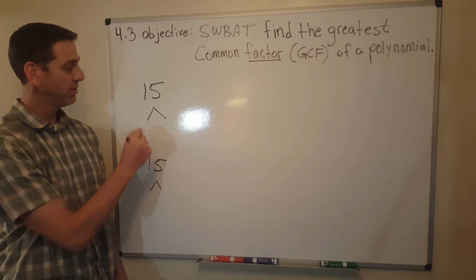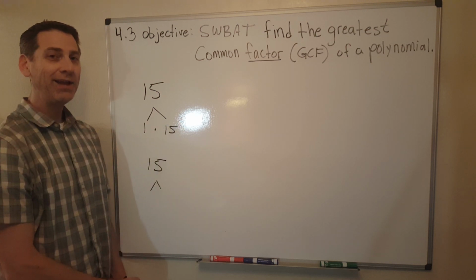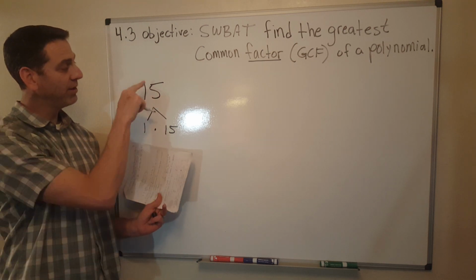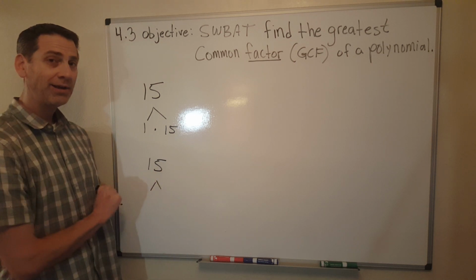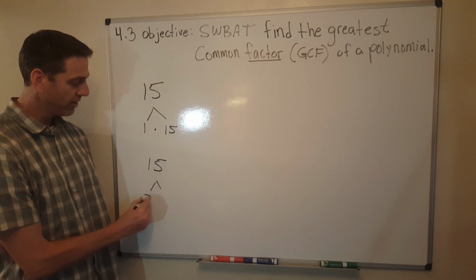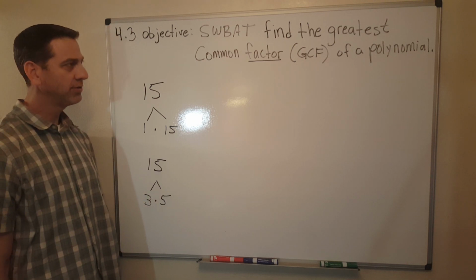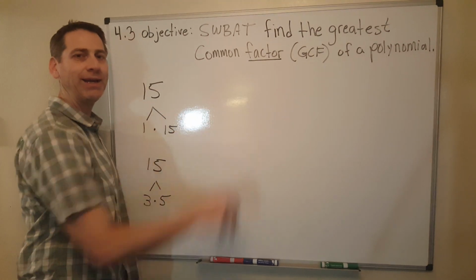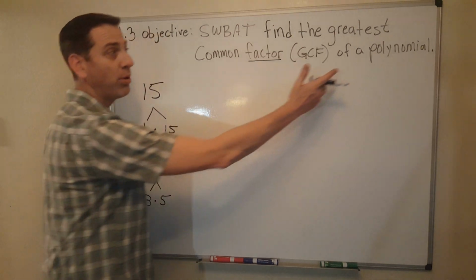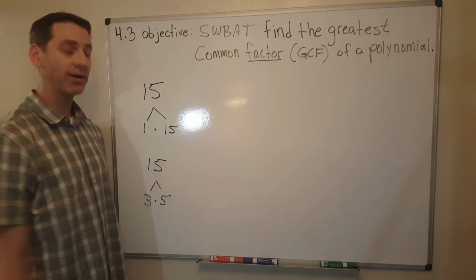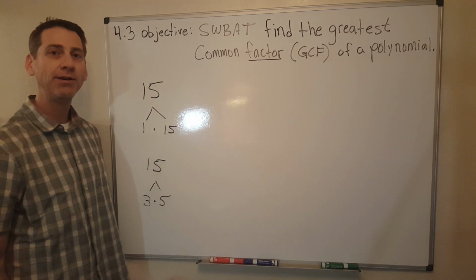We could do 1 times 15. And if this was a prime number, that would be the only option. But 15 is not a prime number. We can factor it another way. We can factor it as 3 times 5. So factoring, really, is just expressing a number, or in this case, a polynomial, as a product. If I want to factor 15, 3 times 5, I just factored it.